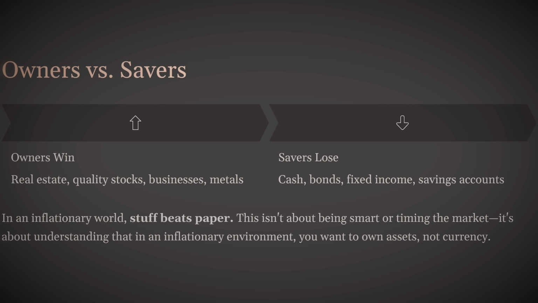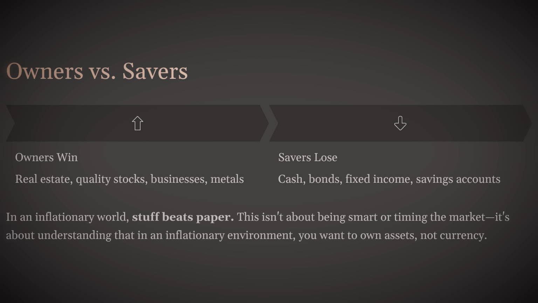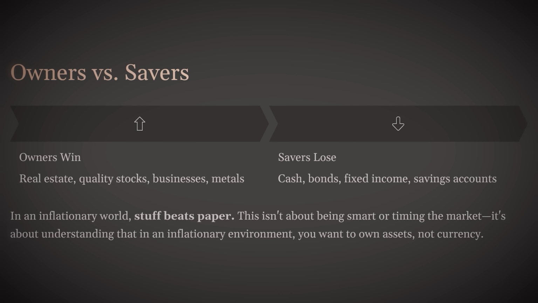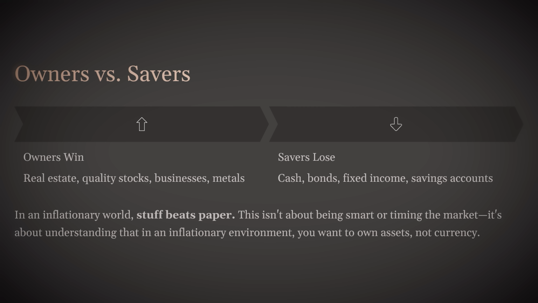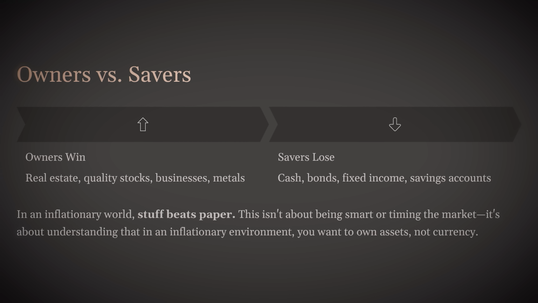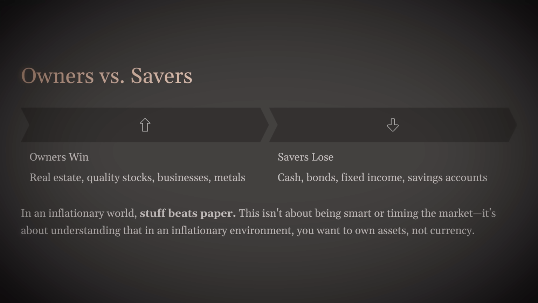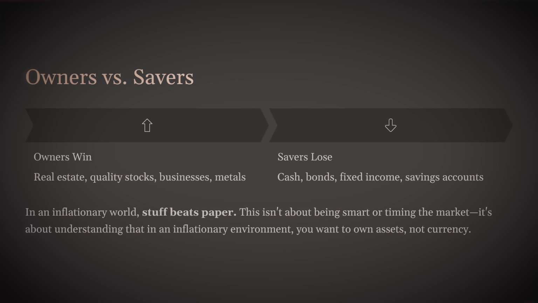So what do you want to be? You want to be an owner: real estate, metals, the good quality stocks. The savers, they get crushed. Owners get richer. It's not about being smart. It's about handling your emotions. Not about timing the market. It's not about calling when the crash or the reset happens. It's about simply understanding that in an inflationary world, stuff beats paper.